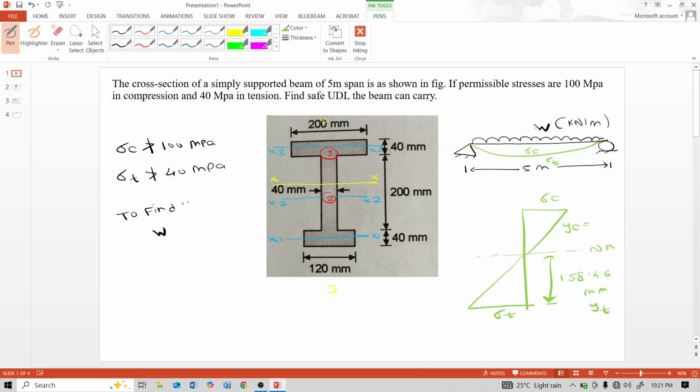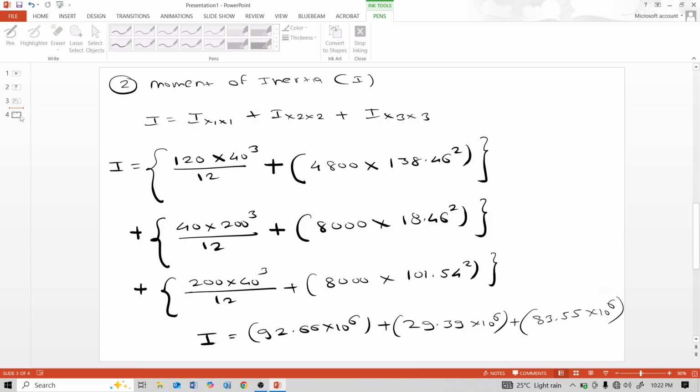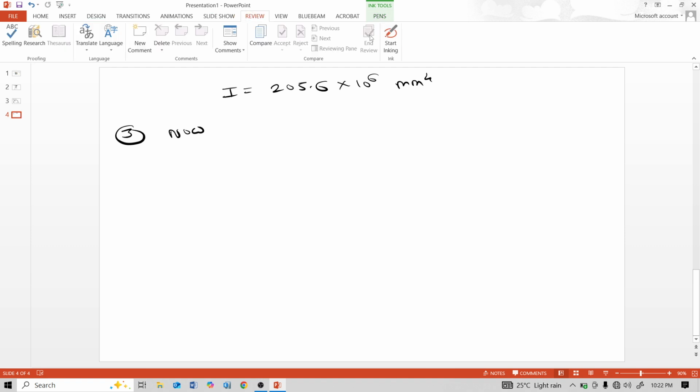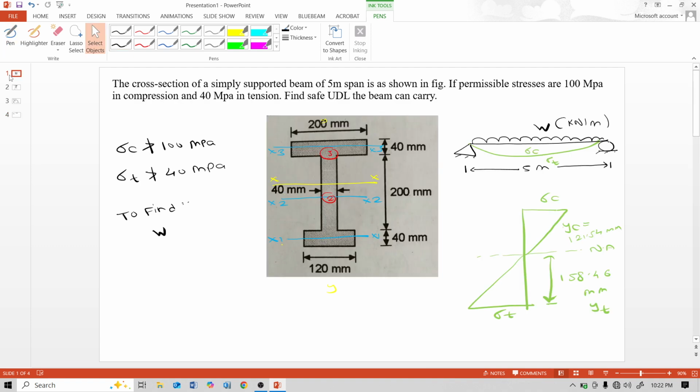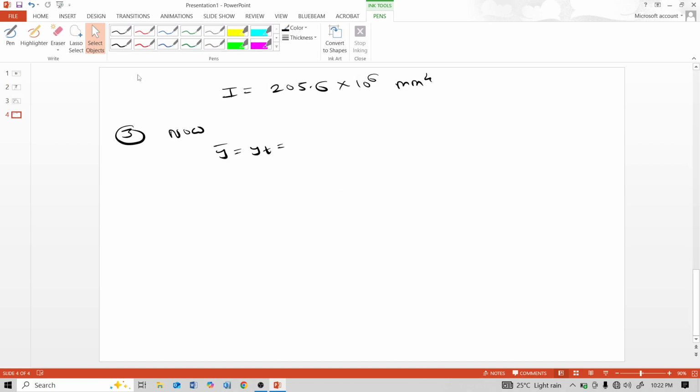121.54 mm is this YC. And this is what we have written in step 3: Y bar is equal to YT is equal to 158.46 mm.